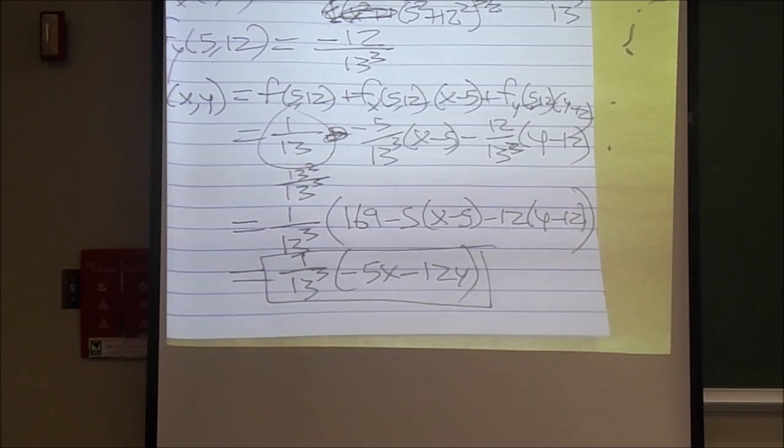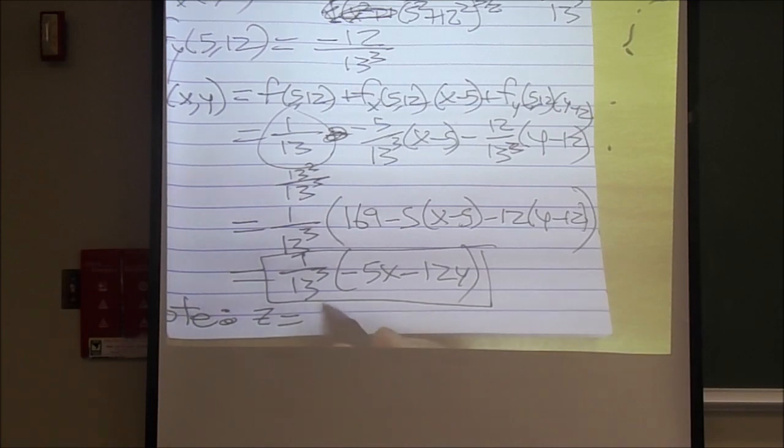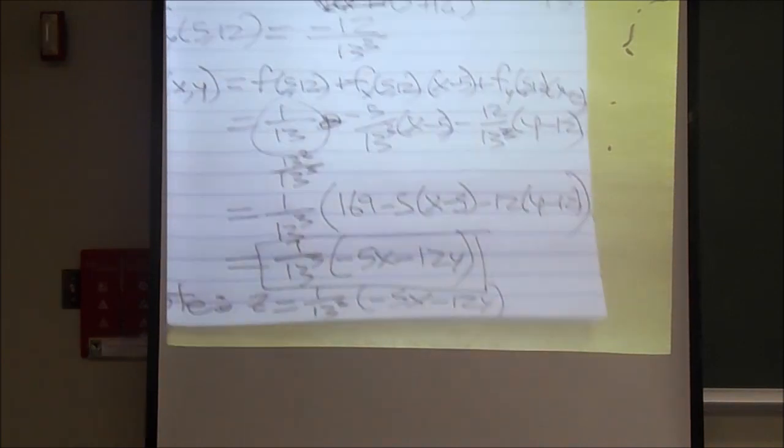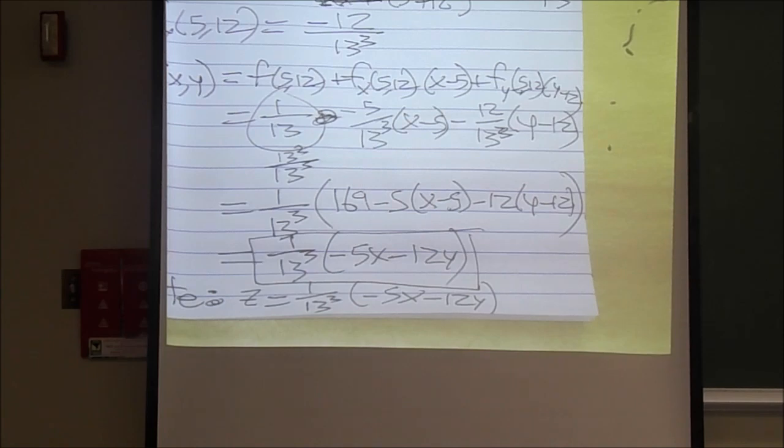So hopefully we get the same thing. And then I'll make the additional note: if you did the tangent plane calculation instead, what would you get? You'd get z equals 1 over 13 cubed times minus 5x minus 12y. You can see that's a plane, right? If you rearrange it algebraically, you get ax plus by plus cz equals d. And in this case, d equals 0, so this is actually a plane through the origin. So there's a very interesting problem to start off.